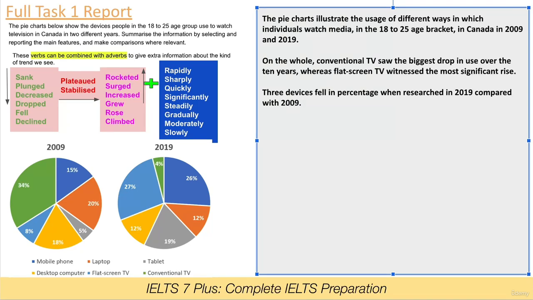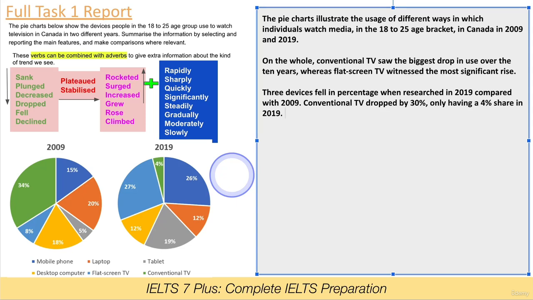So of course, let's talk about conventional TV. Conventional TV dropped by 30%, only having a 4% share in 2019. Okay. And what about then laptop?